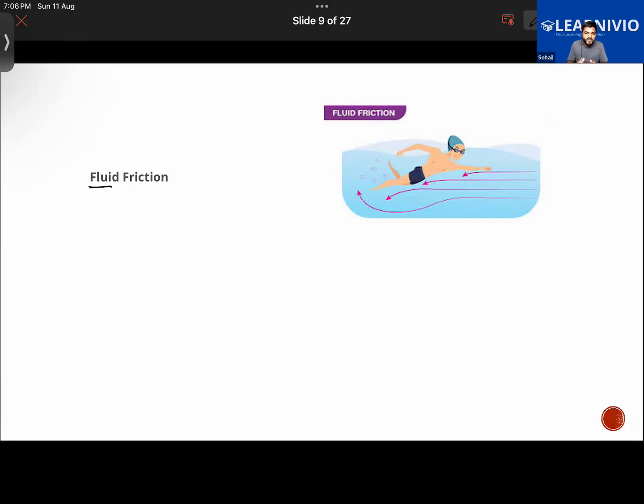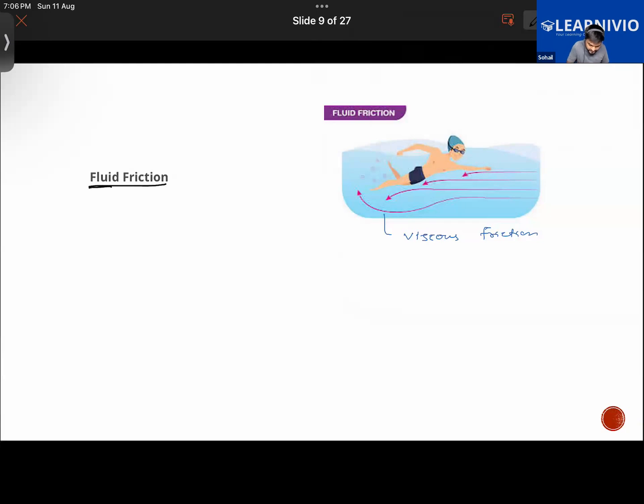Like whenever an aeroplane is moving in the air, it will experience air friction. Getting it? Or further, whenever an object is moving in a water body, it will also experience some friction. That friction will be particularly called viscous friction. So the fluid friction in water, we also call viscous friction.